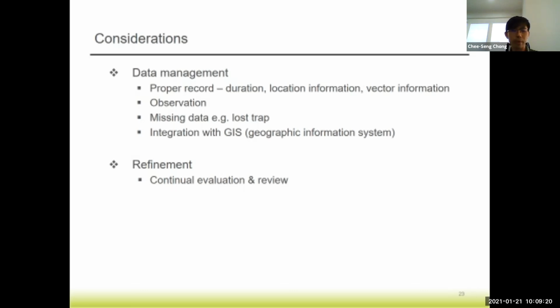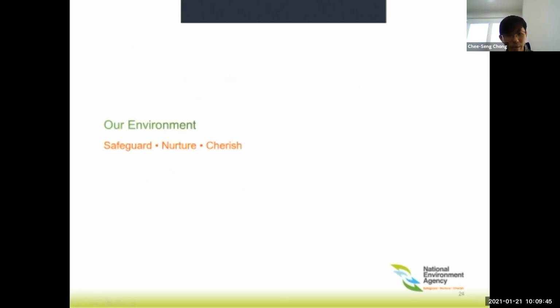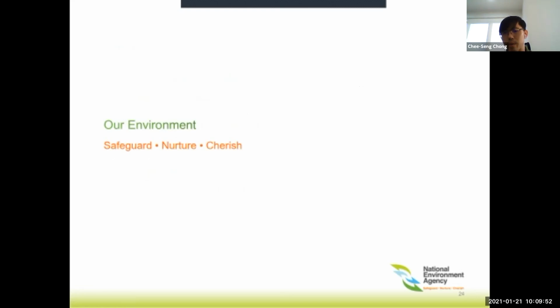You could also, of course, integrate with a geographic information system to know distribution. And ultimately, in any surveillance program, it never stops there. It's important to always review and evaluate whether the program is working, and if needed, you need to readjust and refine again. So that sums everything up, and I hope that gives you some understanding of some of the considerations for setting up a surveillance program. Thank you.